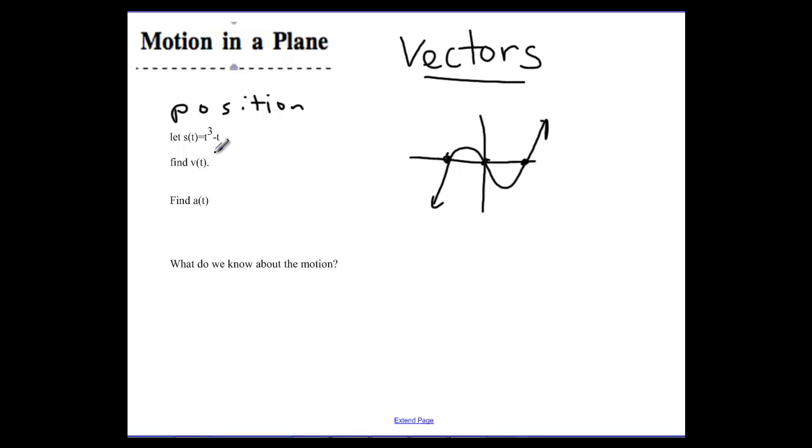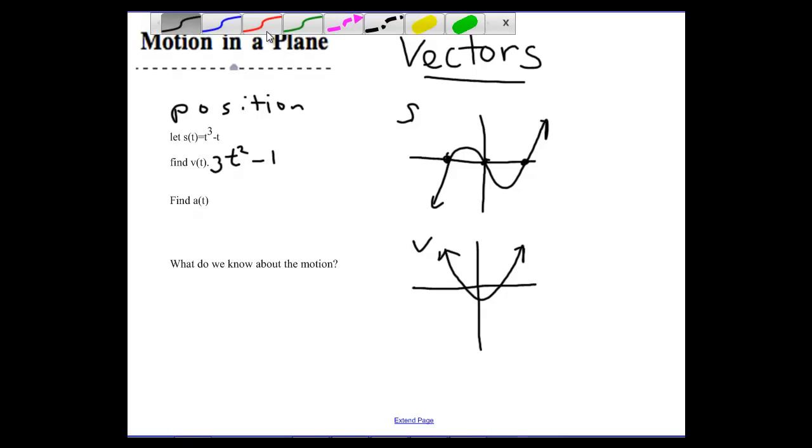If I wanted to find my velocity, well, I'd take the derivative. We'd get 3t squared minus 1. And that corresponds, if this is my position graph, my velocity graph is a quadratic. It's going to look something like this. And it makes sense as far as our graph is concerned. And we can think about that in terms of this.